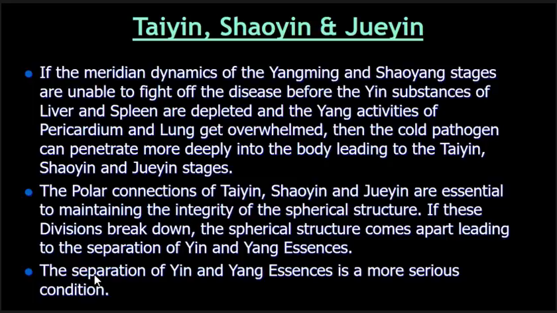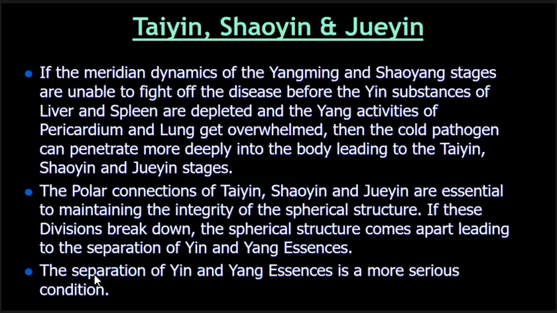This is kind of a complicated thing about the spherical meridian flows, to understand really how these three divisions tie the knot that keeps the spherical structure together as when the yin and yang essences embrace. So if these divisions break down, the spherical structure comes apart, leading to the separation of yin and yang essences. Now, the separation of yin and yang essences is a more serious condition. You're starting to get towards a very, very serious condition where someone is on the verge of dying.